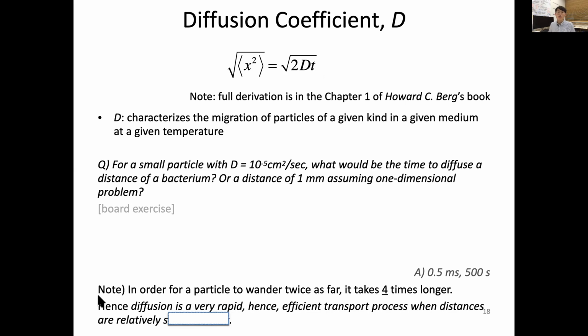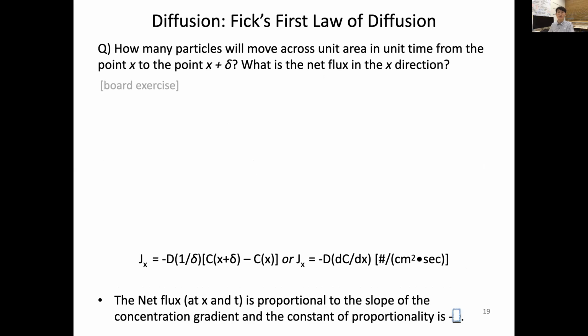So what we see here is that diffusion is a very rapid and efficient transport process when distances are relatively small or short. But when distances become longer, we realize diffusion might not be as effective a phenomenon.